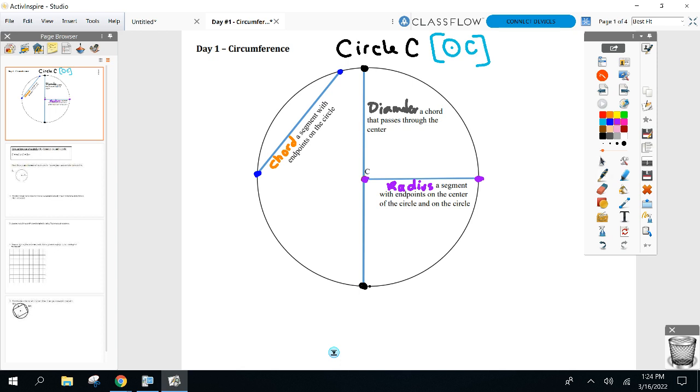One last thing I didn't put on here, and I want to make sure we know the name of it because it's going to come up tomorrow. Anybody know what you call a piece of the circle here? Like this piece right here. It could be this piece right here. Any piece of the circle. Anybody know? What's it say later in the packet? Arc. Yes, this is called an arc of the circle. It's called an arc, a piece of the circle.